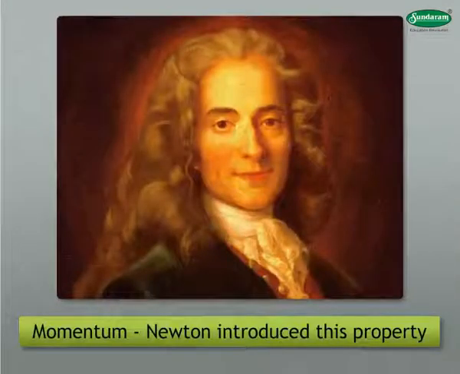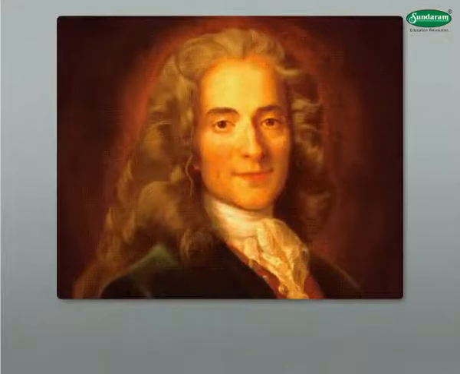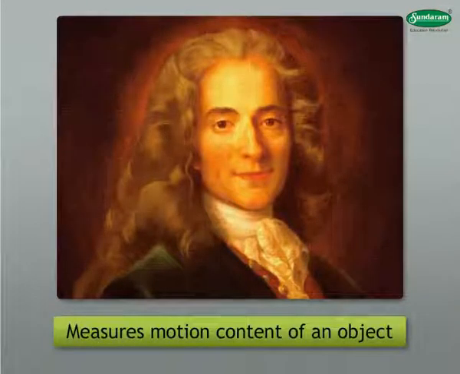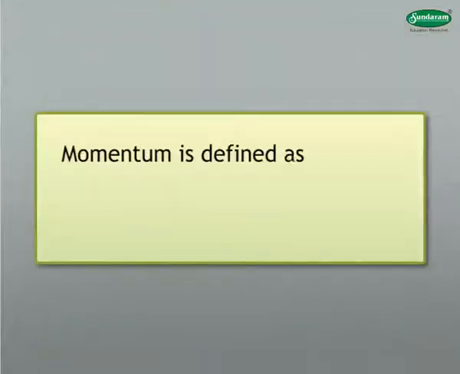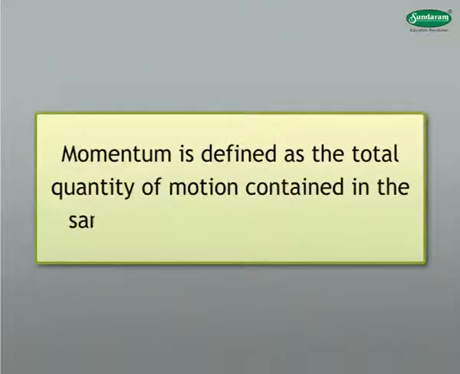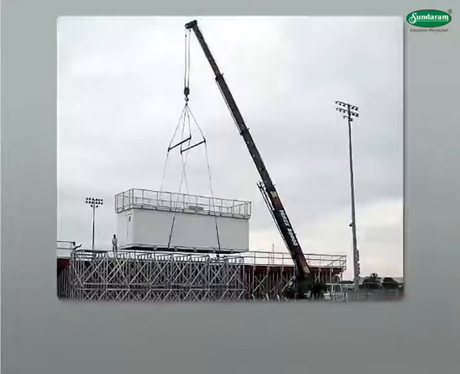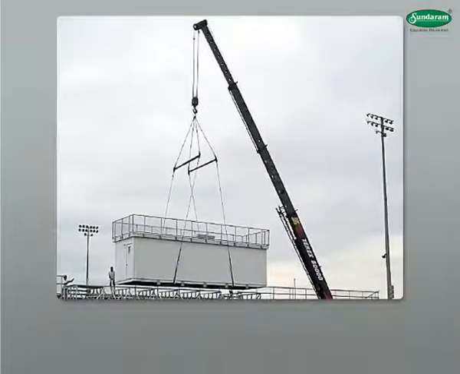Newton introduced this property as momentum. Momentum measures the motion content of an object. Momentum is defined as the total quantity of motion contained in a body. Mathematically, it is measured as the product of mass of the body and its velocity. P is equal to m multiplied by v.